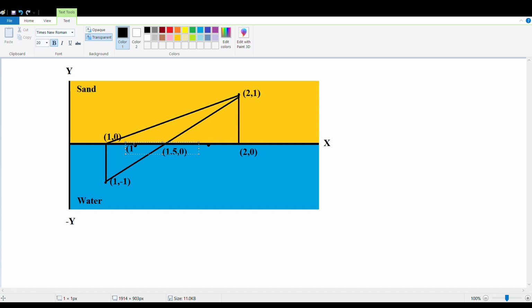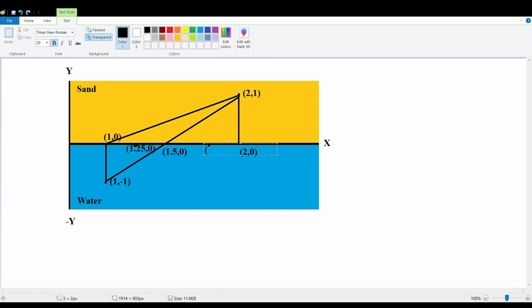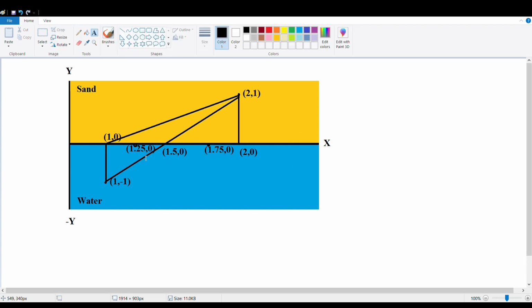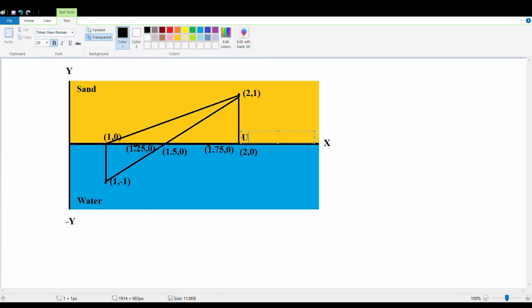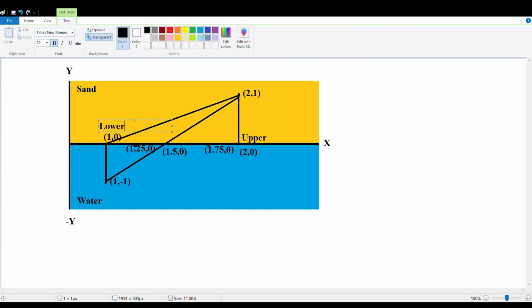The value of this coordinate will be 1.25 comma 0. For now, let's just say that this is mid 1, and the value of this coordinate will be 1.75 comma 0. Okay, so let's say that 1 comma 0 is lower, and 2 comma 0 is upper. I'll just write that, for better understanding, so you don't get confused. These are the bounds where we have to check. We know that our answer will lie in between these points. Okay, so right now 1 comma 0 is lower and 2 comma 0 is upper.